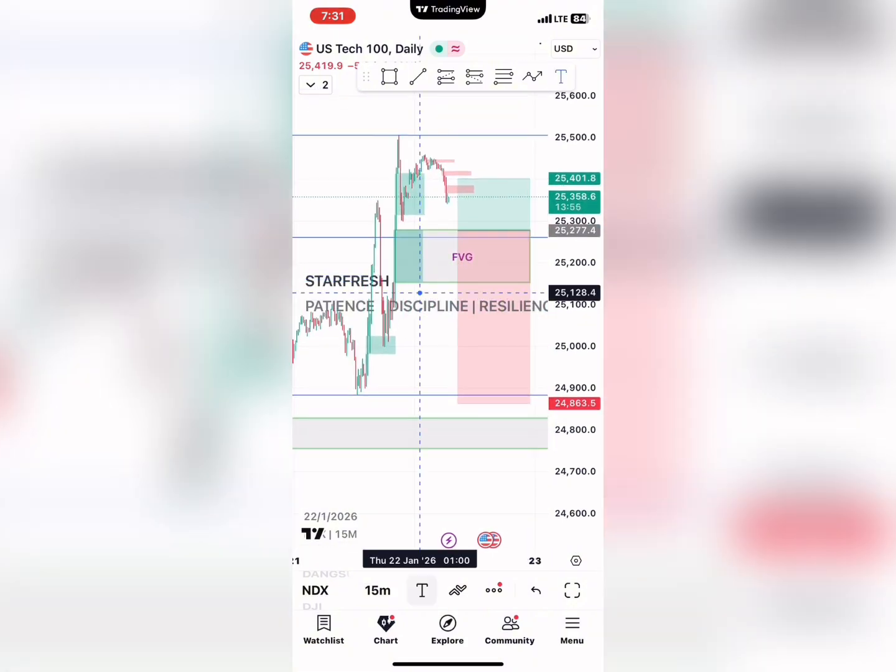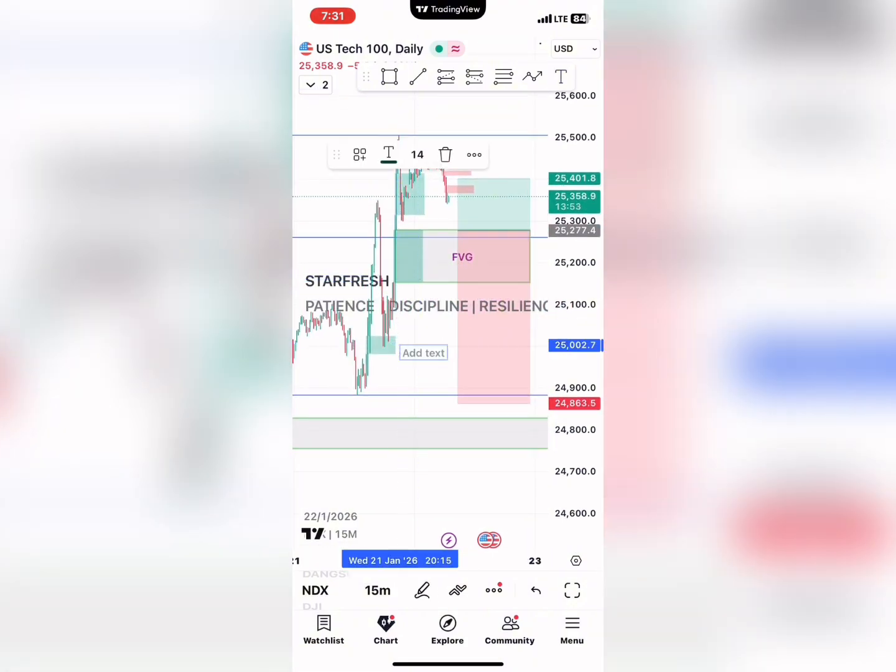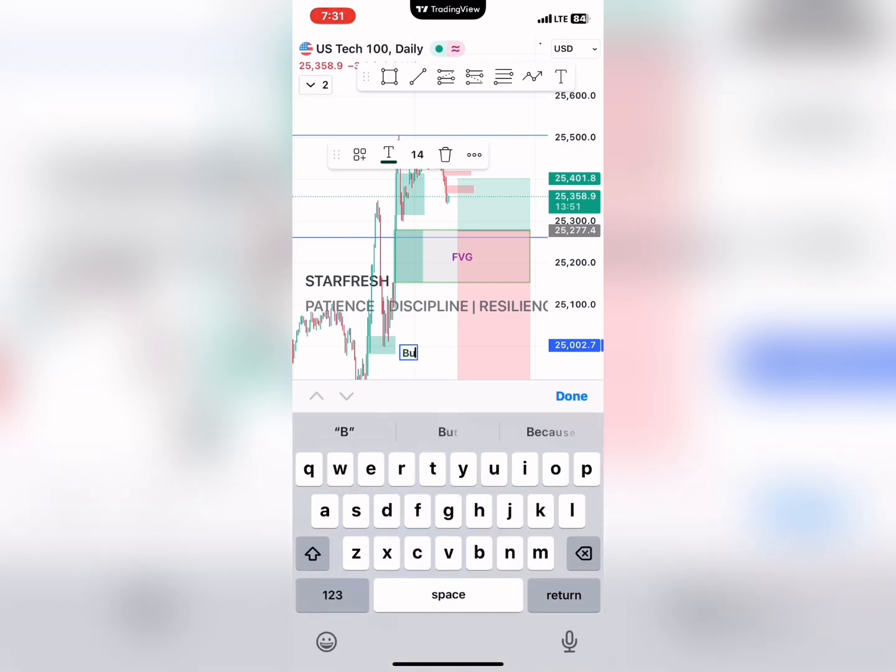But look at this also. We have filled a fair value gap before. So the market might not really go below the fair value gap that we filled, so I might put my SL below that level. It might be risky, but yeah, I might put my SL below that level.